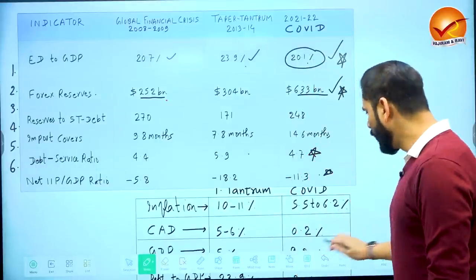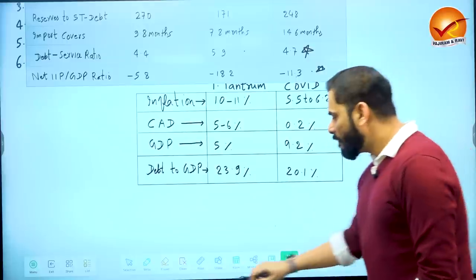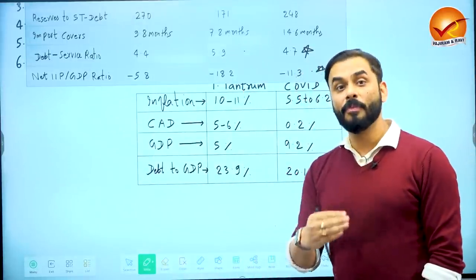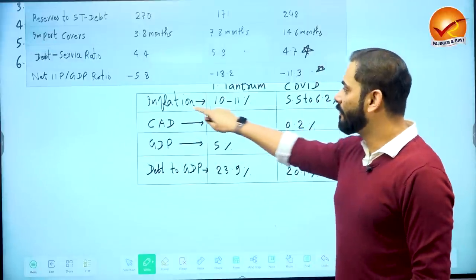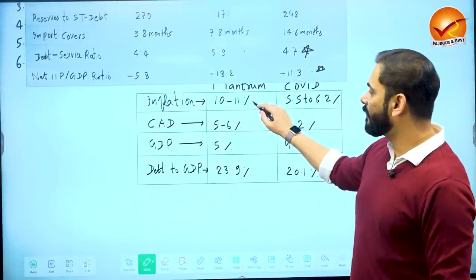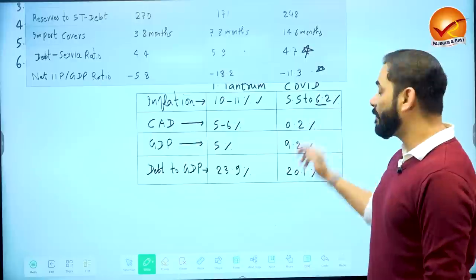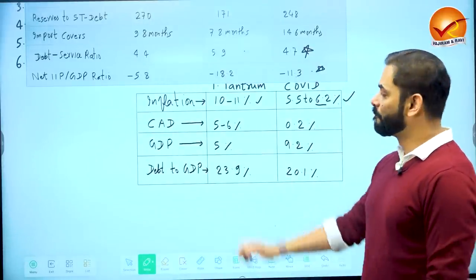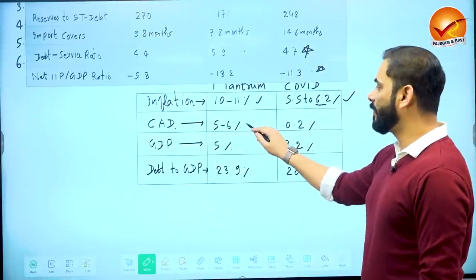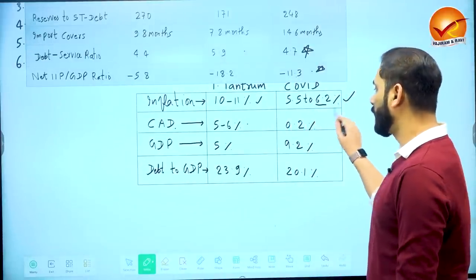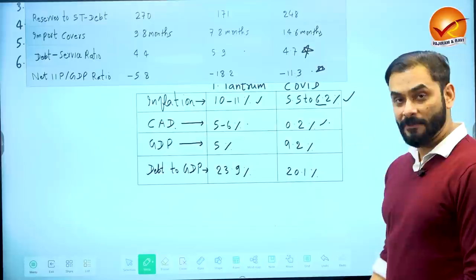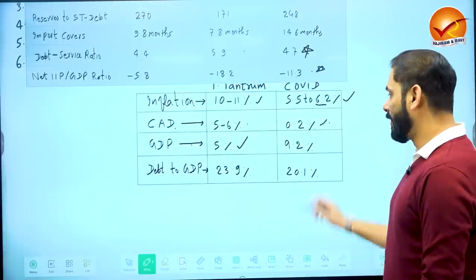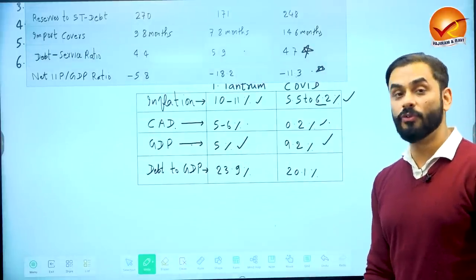Fine. Now I want to show you something more. See. So now I want to compare the taper tantrum and COVID in terms of a few other things, which will give you a better idea of how resilient the Indian economy is. So if you look at inflation, during the taper tantrum, our inflation was 10 to 11%. During COVID, 5.5 to 6.2%. So see, in terms of inflation, we have been able to keep inflation in check. In terms of current account deficit, taper tantrum 5 to 6% current account deficit, COVID 0.2%. So see, it's much better. In terms of GDP, our rate of growth of GDP was 5% during the taper tantrum, currently 9.2% during COVID 2021.